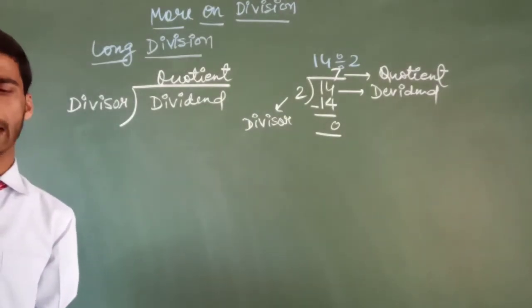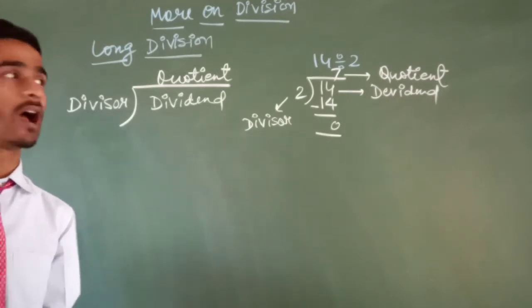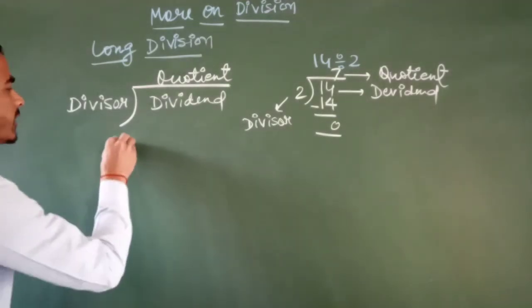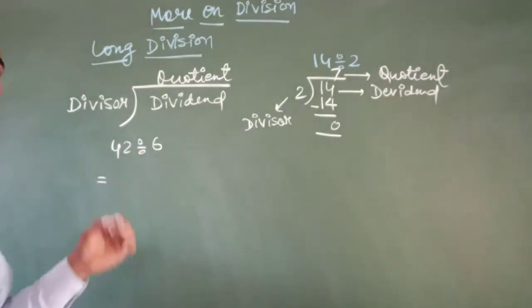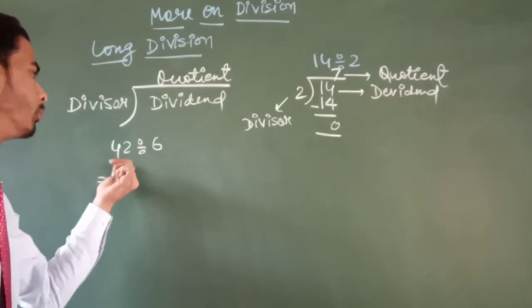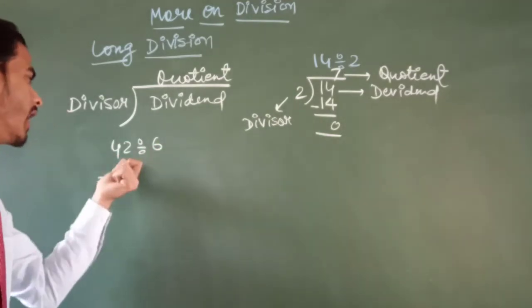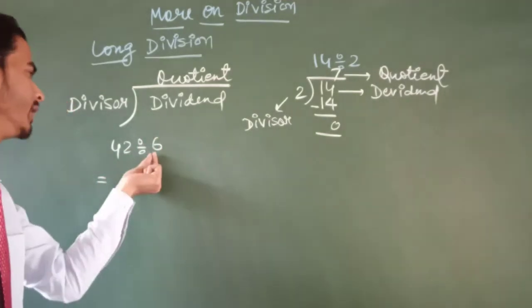Firstly, we have to learn how we can find the quotient and remainder, how we can find the quotient only. Firstly, there is an example: 42 divided by 6. We can solve it by two methods. First method, we can learn the table. We can read the table of 6 and see how many times it comes to 42. Firstly, we have to read the table.